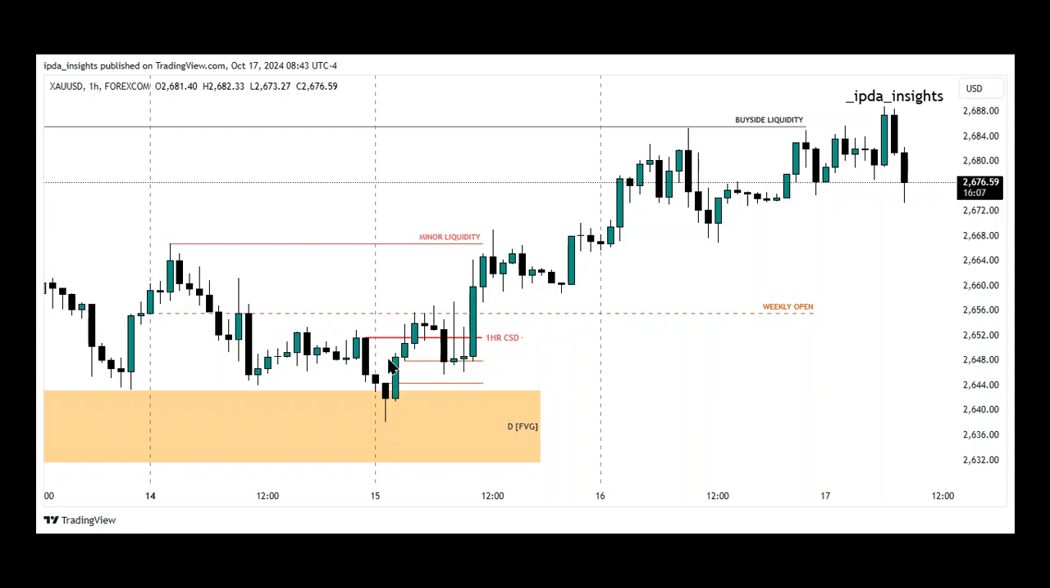How do we confirm that we're on the right side of order flow? We change the state of delivery right here once we close above this series of down close candles. One, two, three, into the daily fair value gap. That's your series of down close candles. And where's your target? Your target is that previous day's high. That's your buy side liquidity pool. It's your minor liquidity. Where's the draw on liquidity? The main draw on liquidity is right there, up there.